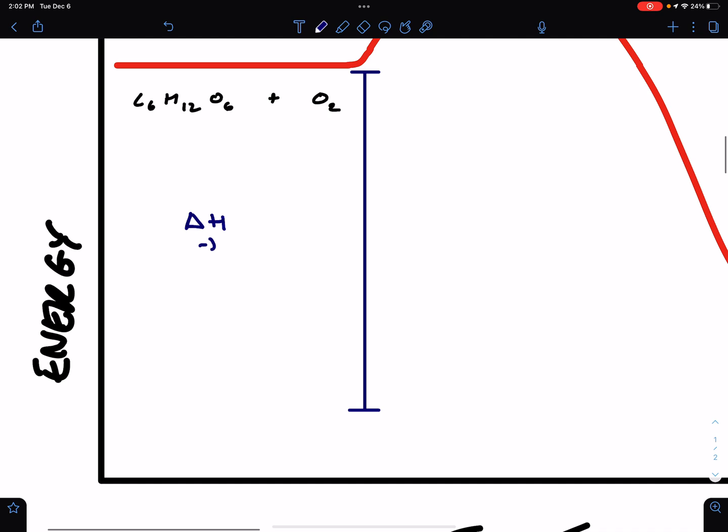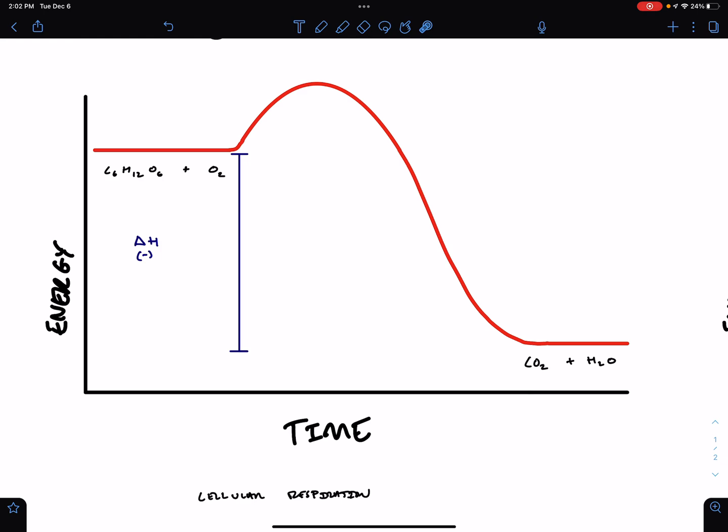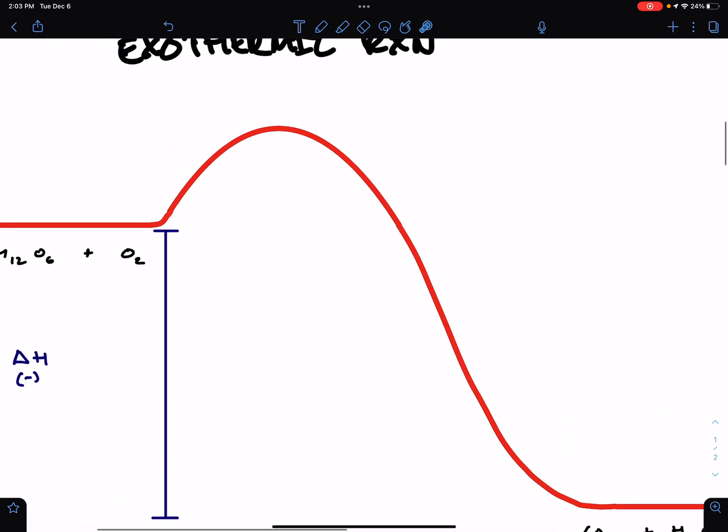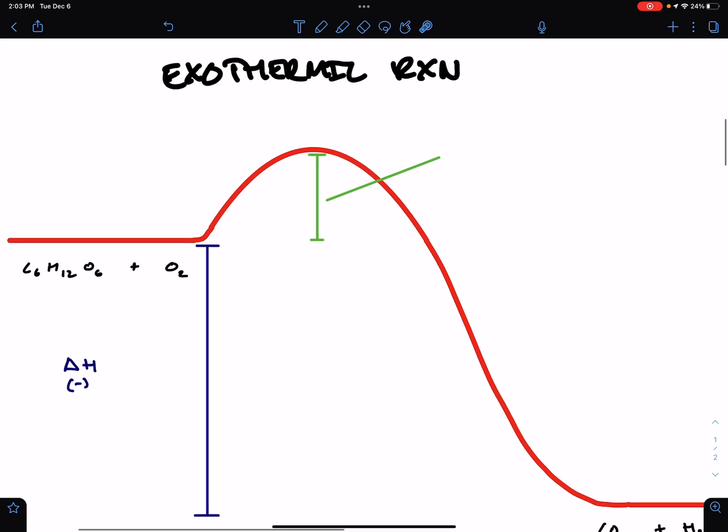So in this case, it's negative, which means that heat is going to be released in this reaction rather than required as an input. But notice that there is this peak here. So the actual amount of energy required to start this reaction is more than the total amount of energy released in this reaction. This is what's called the activation energy. So the difference between the energy of the reactants and the energy amount required to get this reaction started is the activation energy.